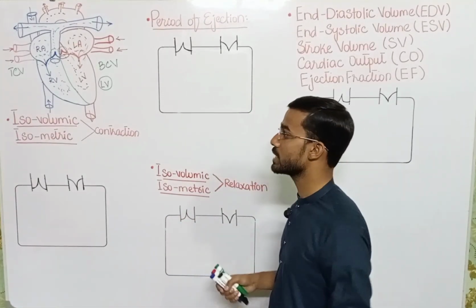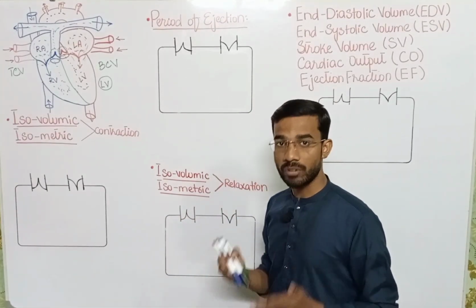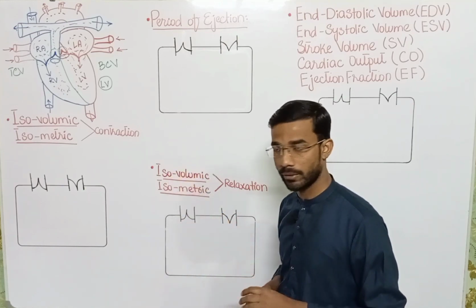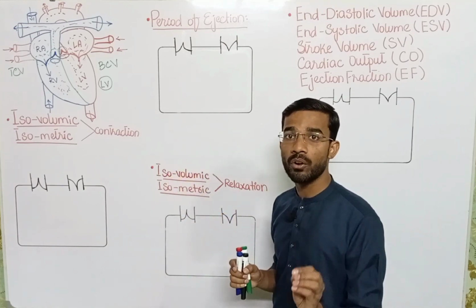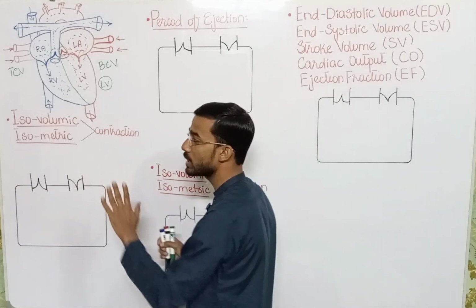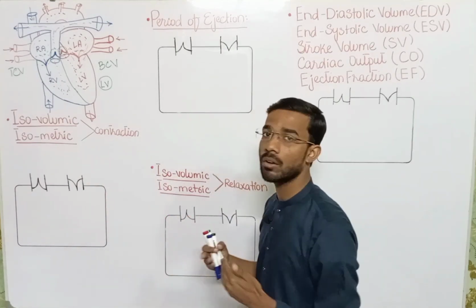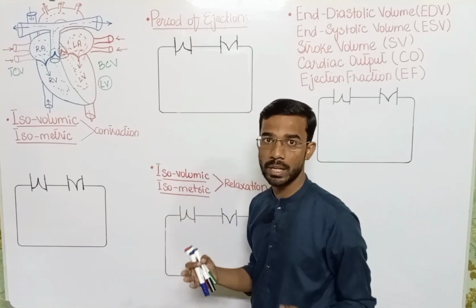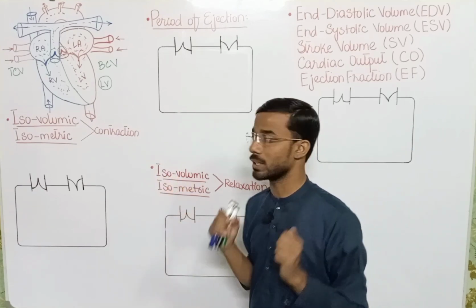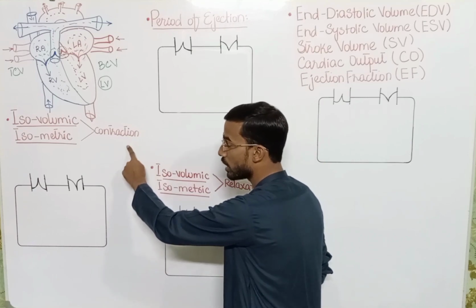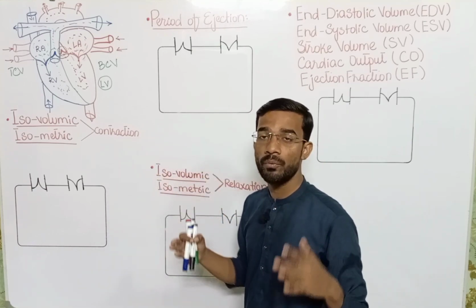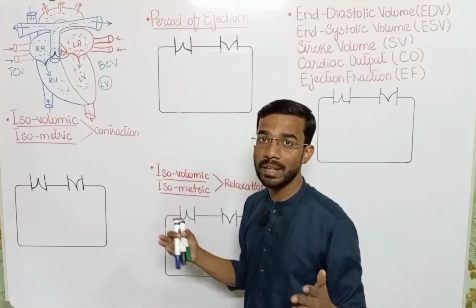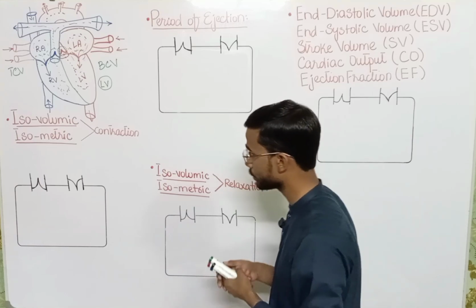Next, we will discuss isovolumic contraction. You have to focus on the word. Iso means same, volumic means volume, so same volume. Contraction, obviously, is something compressing. So it is contraction of the heart when the volume remains constant.